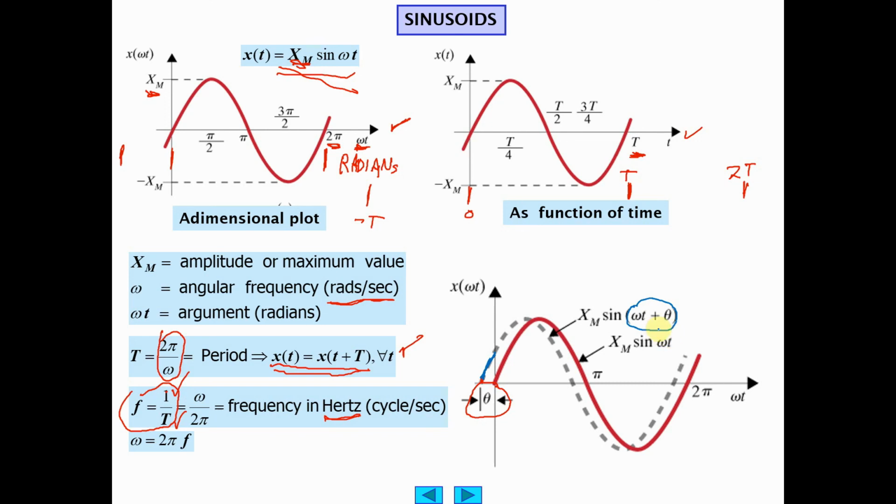And I think of it, what does little t have to be to make this 0? Well, little t has to be negative. It starts before the sine omega t signal. That's how I think of it. Leads by the angle theta, phase angle. The red, right here, they're trying to tell you that the red curve lags the dotted line by the angle theta.